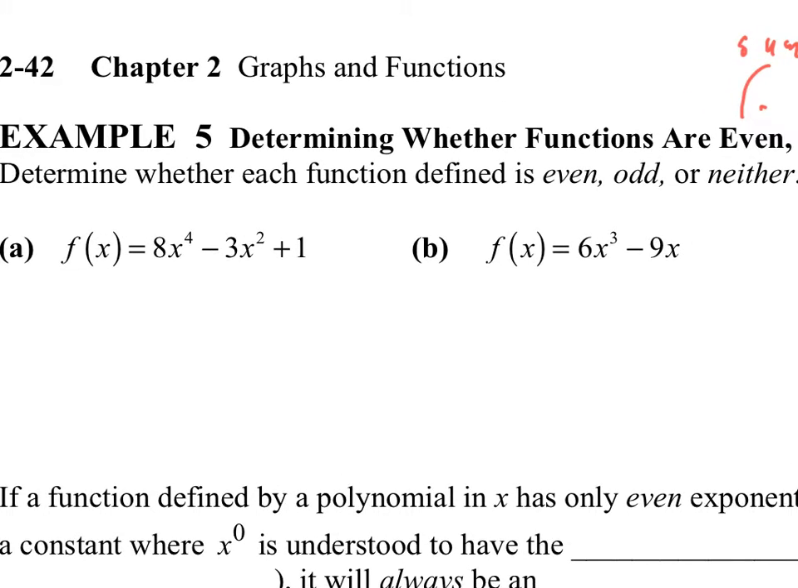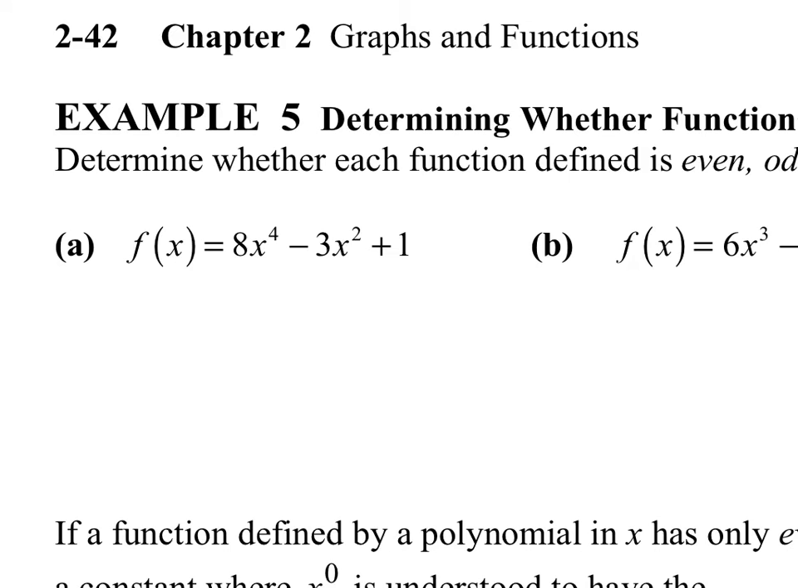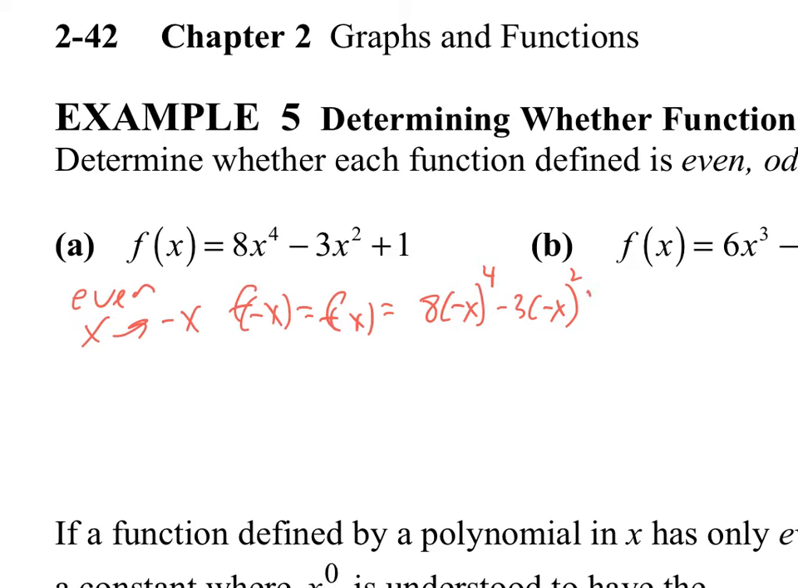Determine whether these are defined as even, odd, or neither. Well, let's check for even first. We check for even, x has to become a negative x, and see if it changes the function. The question is, does f of negative x still equal f of x? That's 8 negative x to the fourth minus 3 negative x squared plus 1. When you have a negative times negative times a negative times a negative, it becomes positive. When you have a negative times a negative, it becomes positive. Are they equal? That's identical. So it is even.